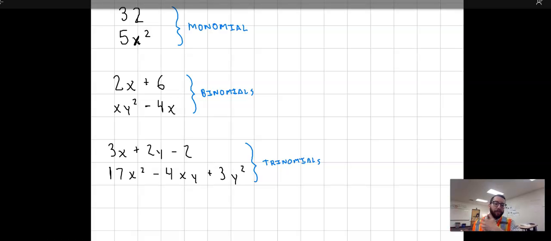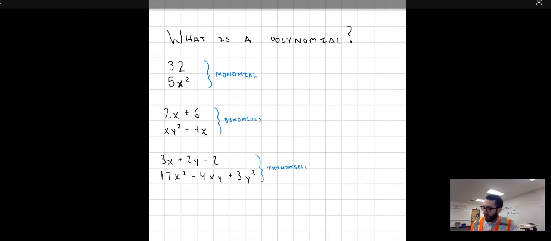After that, once you get 4 or 5 terms, we're just going to call them polynomials, because all of these are just polynomials. There's really only one rule, and that is no division. So if you're trying to identify whether or not a term is a polynomial, if you see a division symbol or a fraction symbol, it is not a polynomial.